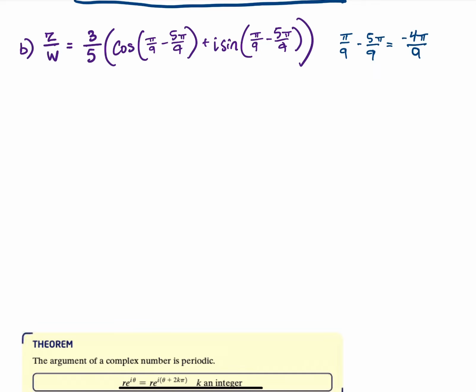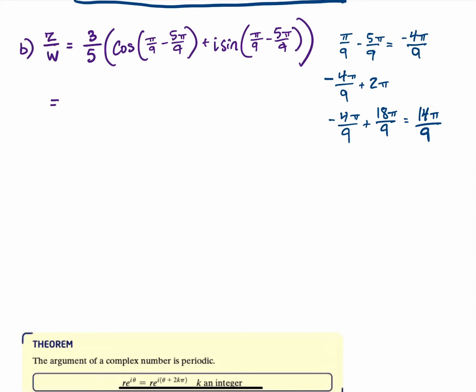And we need theta to be between 0 and 2 pi. If you remember, that was one of our conditions when we were setting this up. So to find a positive angle, let's just add 2 pi to this negative 4 pi over 9. Let's find the next coterminal angle. We can write that as plus 18 pi over 9. That's 2 pi. So 18 minus 4 is 14. So a positive 14 pi over 9 should be the angle that we use.